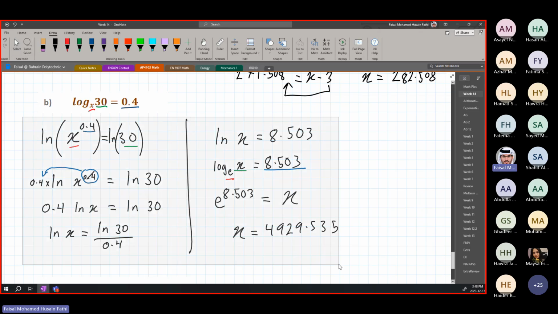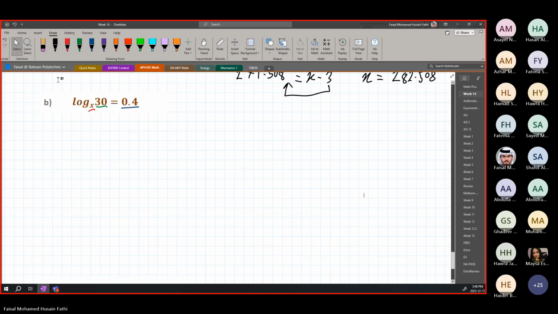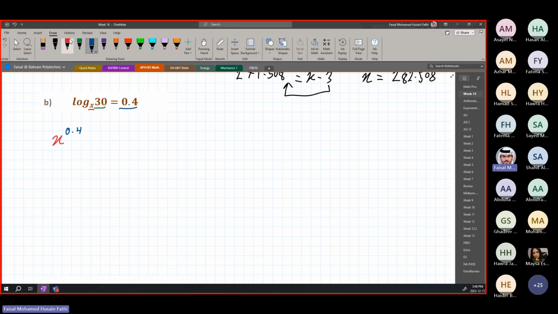Exactly, undefined. Let me just do a quick recap again. I'm going to go a bit slower. I want you guys to understand this concept, because this is just an example of solving. We have base x, solution 30, and exponent 0.4. So if I write this in exponential form, it's going to be x to the power of 0.4 is equal to 30.